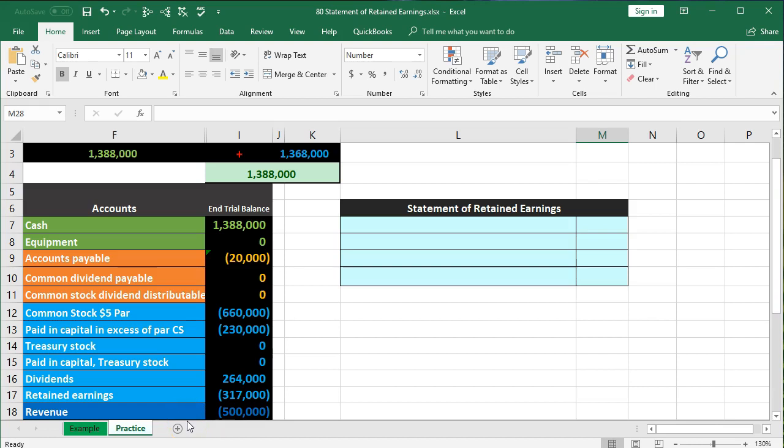In this presentation, we will put together a statement of retained earnings. We're going to have our trial balance.